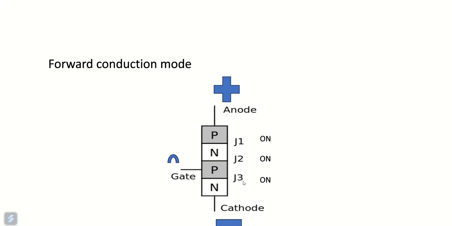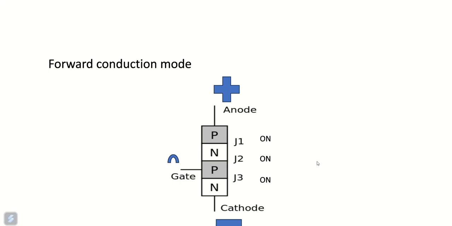So in this case, the positive voltage is applied to the anode and negative voltage is applied to the cathode, and this time we are applying the gate pulse over here to the P layer. Once the gate pulse is applied, the junction J2 will become on and the SCR will come into the conduction state, and this is the forward conduction mode.